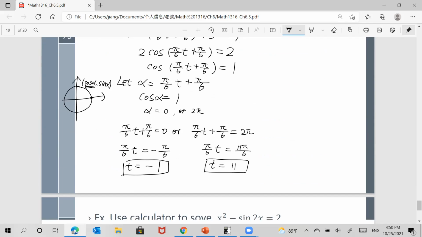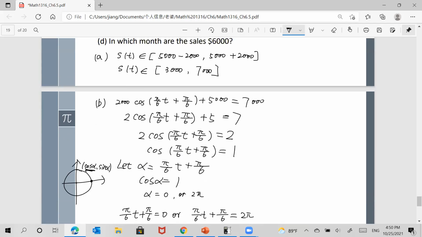And here we solve, t equals -1. That means I can't choose this one. We only choose t equals 11. So 11 is which month? Is November, right? N-O-V-E-M-B-E-R, November. So this is November.